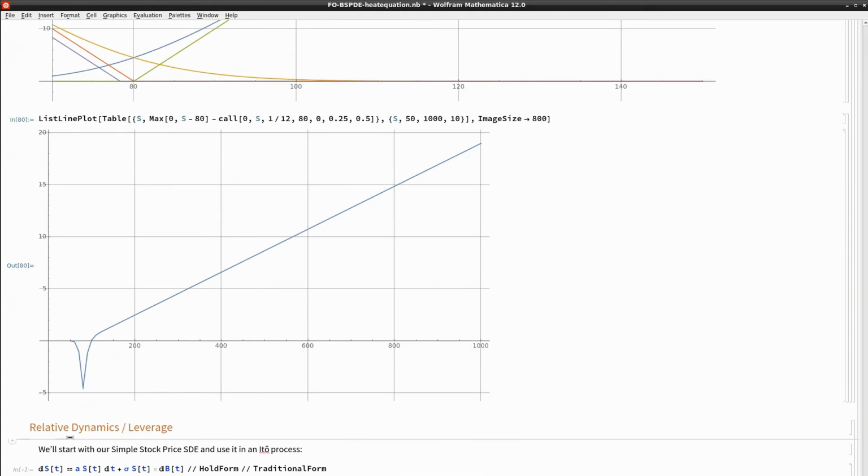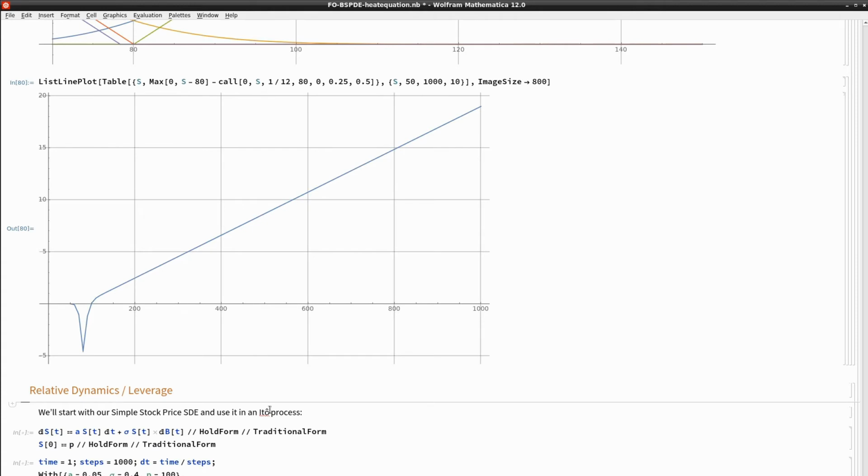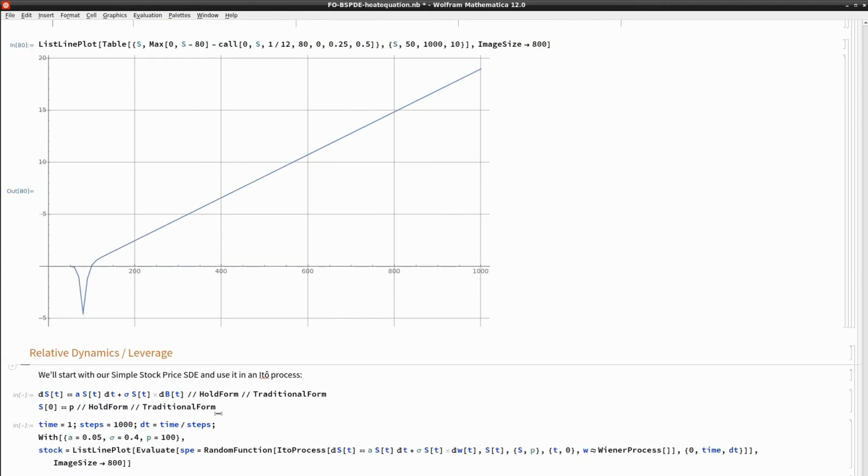Next, I'd like to talk about the relative dynamics that we have with option prices. And I think of this as leverage. What's important here is that this is leverage, and sometimes it's called relative dynamics. I think of it as a leverage, and leverage is sometimes abbreviated with either lambda or kappa. We're using these Greek letters for it in option pricing theory.